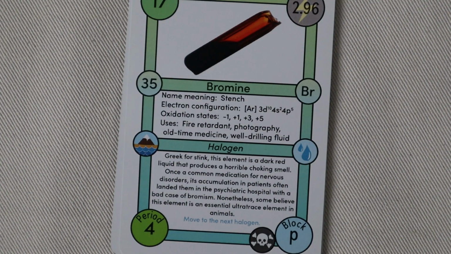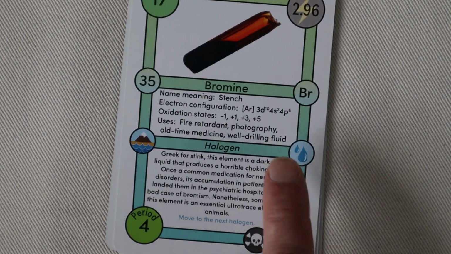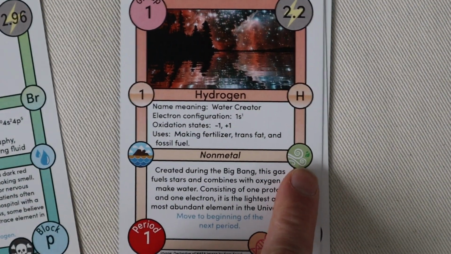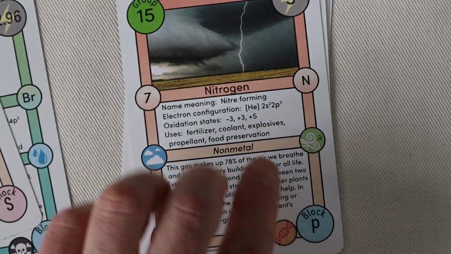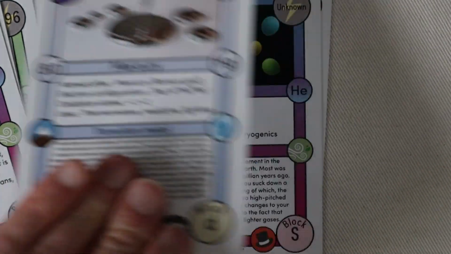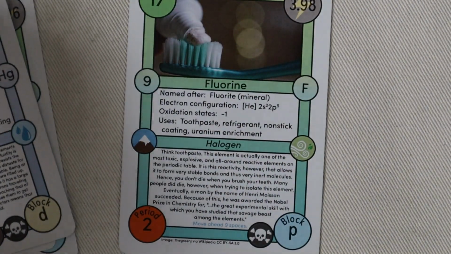Another hand that you can win from is a hand based on all elements that are either liquid or gas at room temperature, and that information you can find with this icon right here. For example, bromine is a liquid at room temperature. Hydrogen is a gas at room temperature. All these elements are either liquid or gas at room temperature, indicated by this icon. So that would get you 700 points.